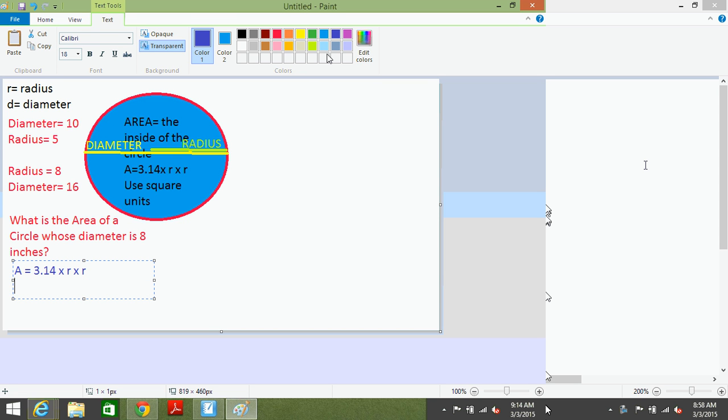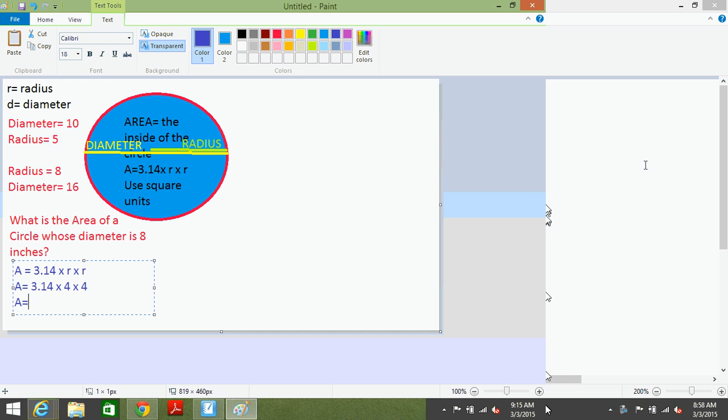Once again, they didn't give me area, so A equals, that's what I'm solving for, the area. Pi is always pi. So 3.14 times, what's R? Do I know the radius? Did the problem give me the radius? Does it say the radius is 8? No, what does it say? The diameter is 8. If the diameter is 8, what is the radius then? 4. So yes, my radius is 4. So R is 4, and radius again is also 4, so I type the same number twice.